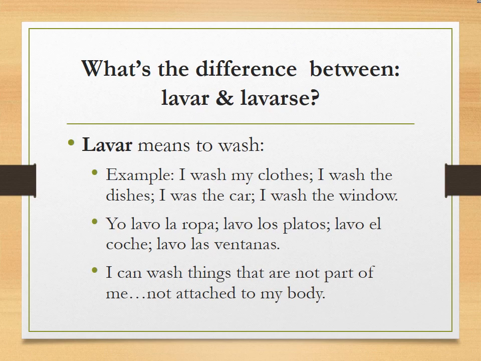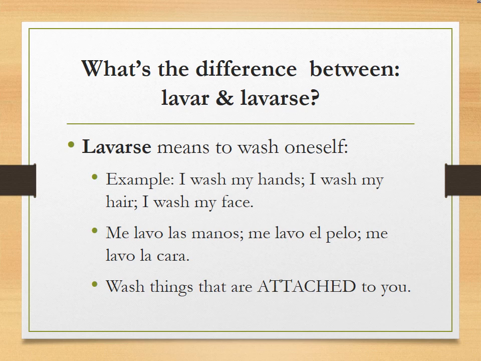So what's the difference between lavar and lavarse? I've seen both of these. Lavar means to wash. I wash my clothes, I wash the dishes, I wash the car, I wash the window. In this case, you're washing things that are not attached to your body, so you're just going to conjugate it like normal. You're going to drop the AR and add your endings. So your subject is yo, so it's just normal. Yo lavo la ropa, lavo los platos, lavo el coche, lavo las ventanas. So you don't really have to worry about this, because this is just regular old lavar. You're washing things that are not attached to you.